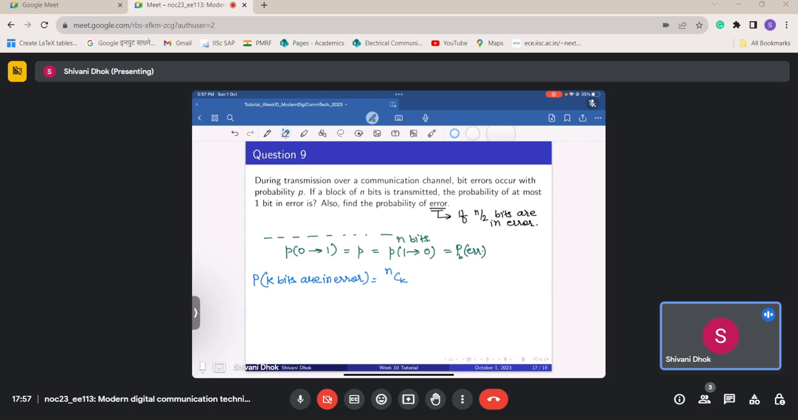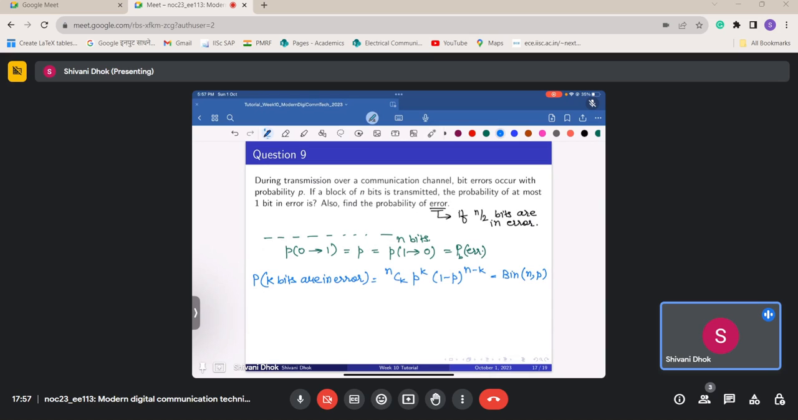And what is the probability that these many bits will go in error? Each will have a probability of error, or probability of flipping, as p. So that will be equal to p to the power k. However, the remaining bits will not be in error, and that's why they will have a probability of (1 minus p) to the power n minus k. So this is a binomial random variable with parameters n and p, just an aside. Okay, so this we have.